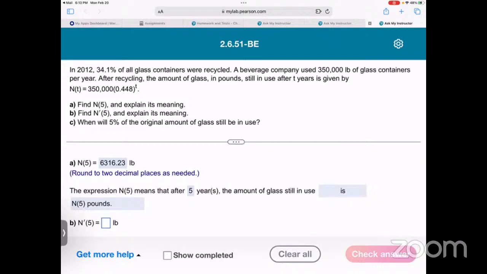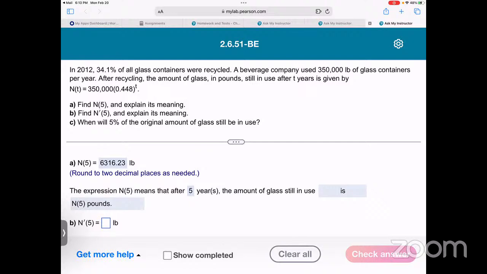In 2012, 34.1% of all glass containers were recycled. A beverage company used 350,000 pounds of glass containers per year. After recycling, the amount of glass in pounds still in use after T years is given by this formula. Find N of 5, find N prime of 5, and explain its meaning. When will 5% of the original glass still be used?